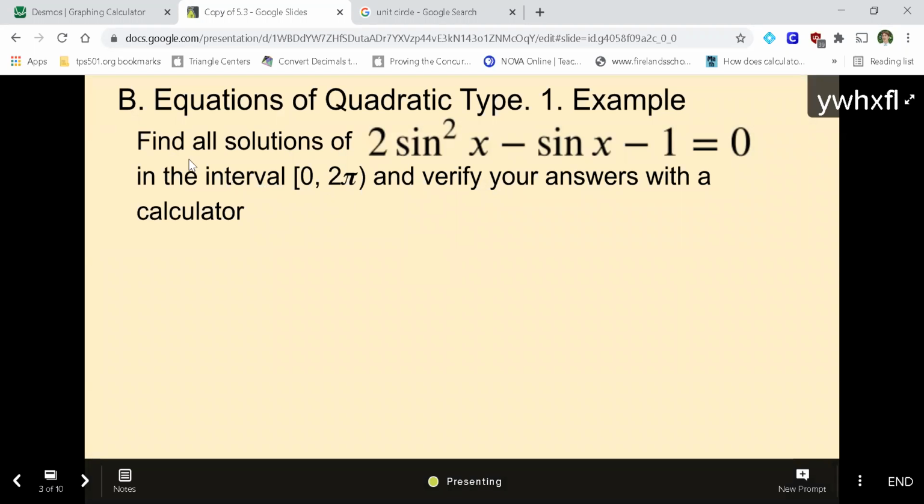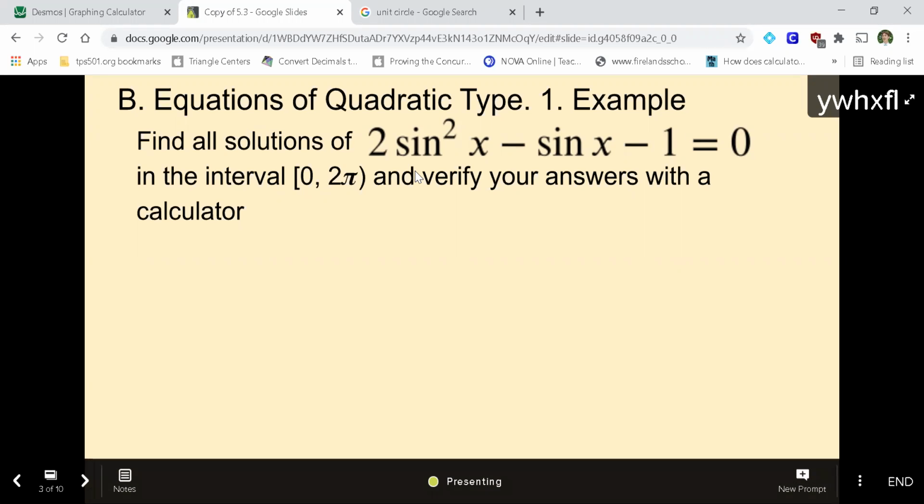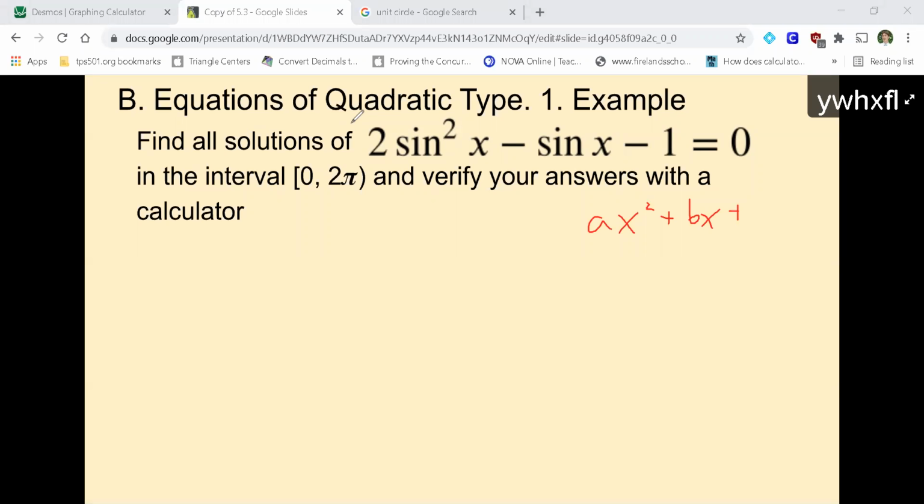So for example, if we needed to solve this equation, 2 sine squared x minus sine of x minus 1 equals 0, you should notice that this trig equation is written in quadratic type. It is a trinomial. It has 3 terms. One of those terms is a function of x squared, and one of those terms is just a function of x. And then the last term is a constant. So this has the form of ax squared plus bx plus c.